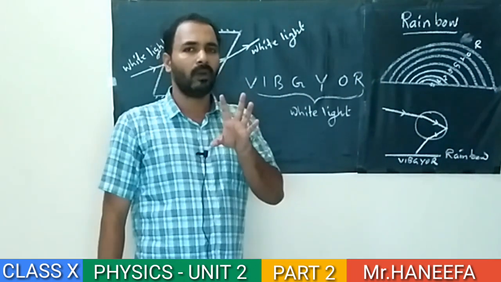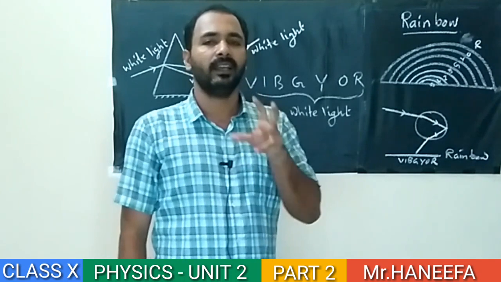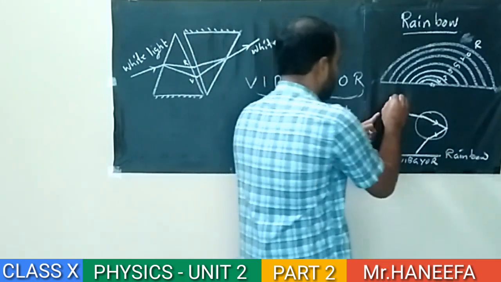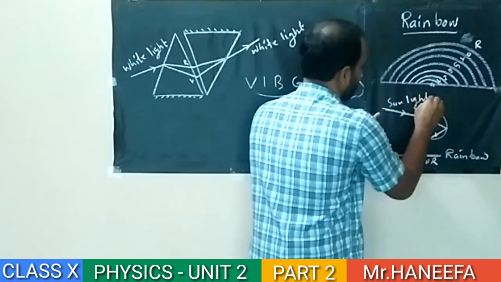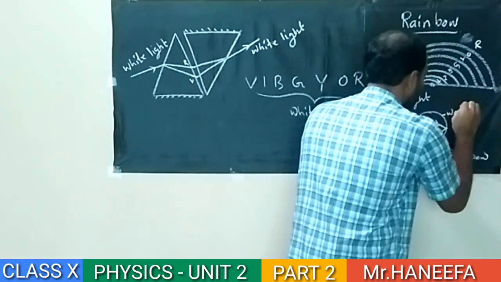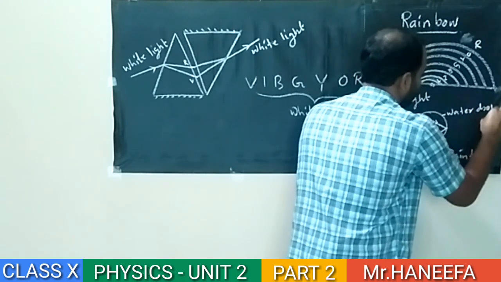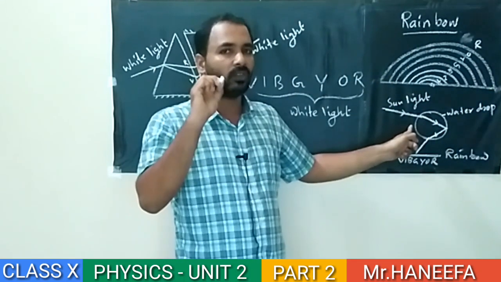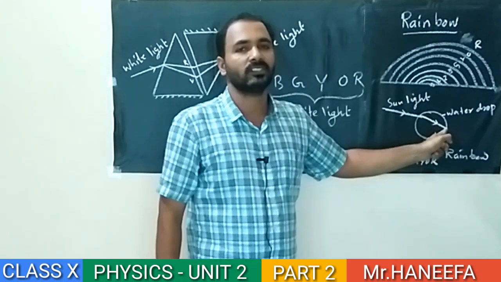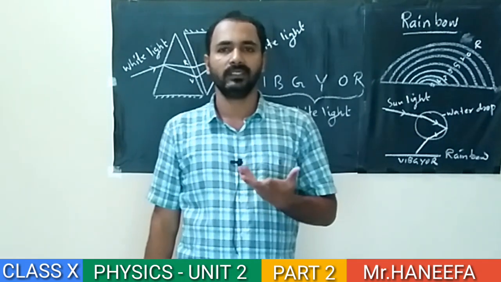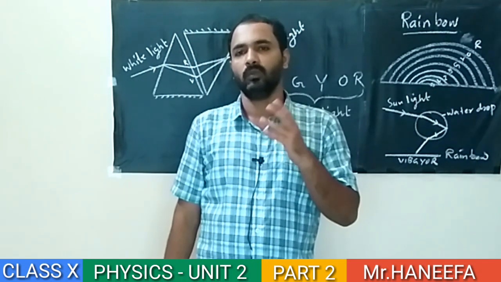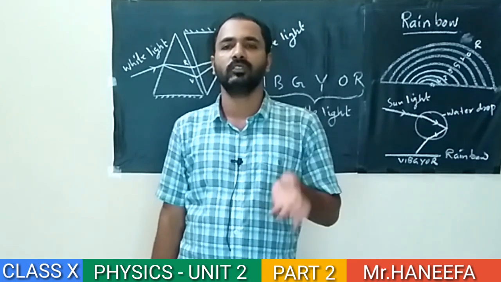Okay, so what are the phenomena included in the formation of rainbow? First, sunlight falls on a water drop. This is the water drop. First, sunlight falls on the water drop. Then it undergoes refraction. Why does it undergo refraction? What is refraction? Refraction is the bending of light when it travels from one medium to another medium.